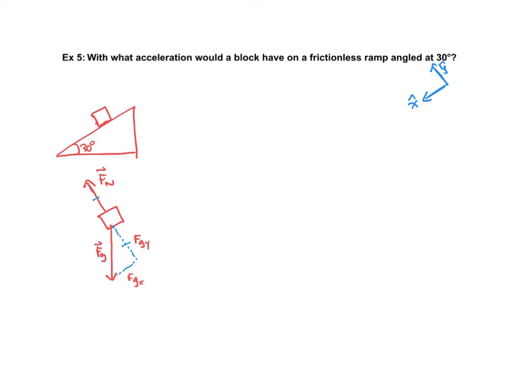So symbolically, I'm saying that the normal force magnitude is equal to the y component of gravity. Okay, and they're balanced. But my net force is going to be the x component of gravity. That's just what's left over. It's in the x direction.